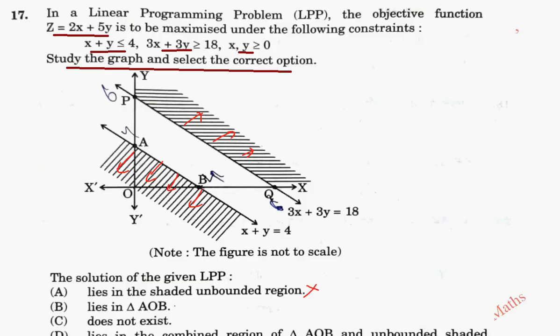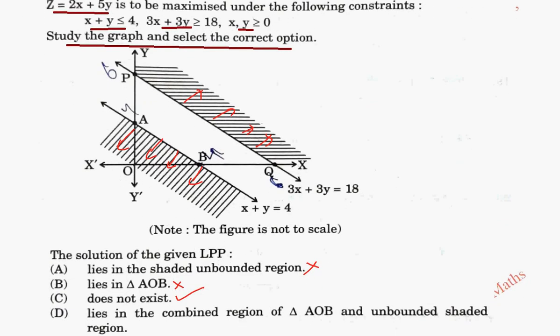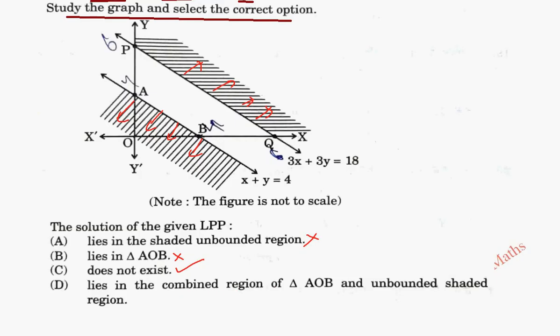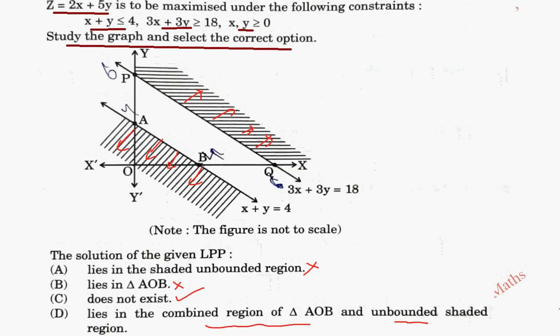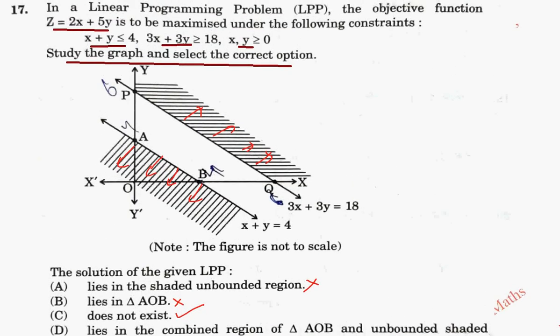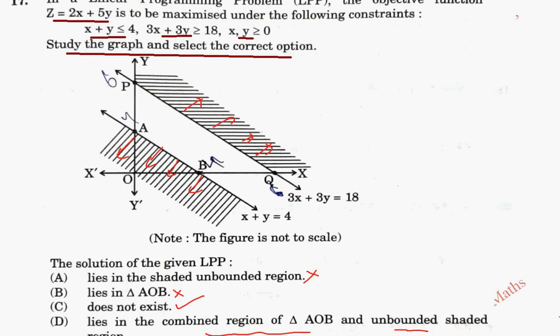Lies in the triangle AOB. Even that is not true because we have a shaded region here, and it does not exist because there is no common region. It means there is no solution. And we cannot take the last option because it lies in the combined region, and we need a common region. We cannot take a combined region. They have given the combined region of triangle AOB and the unbounded shaded region, but the solution is always the commonly shaded region, which is not present in the graph. So the solution of the given LPP does not exist.